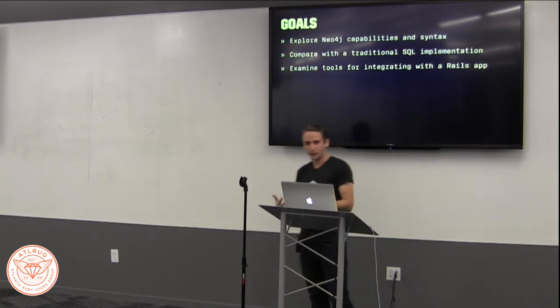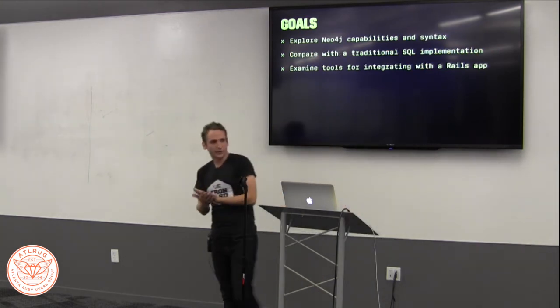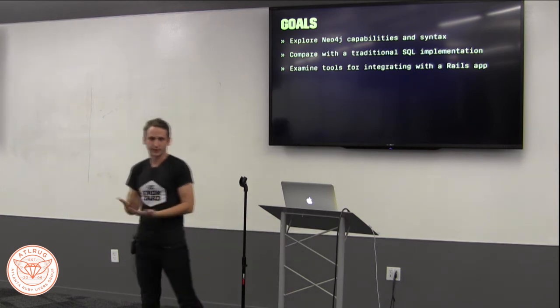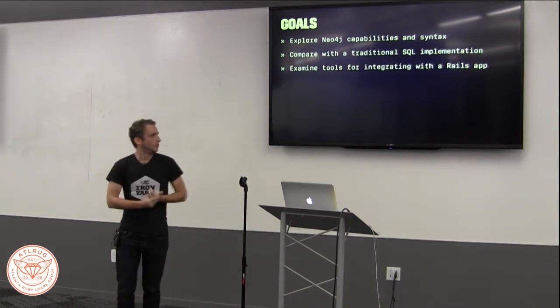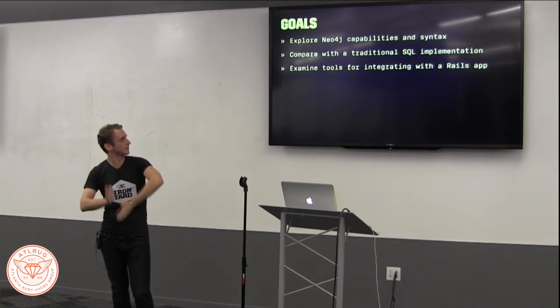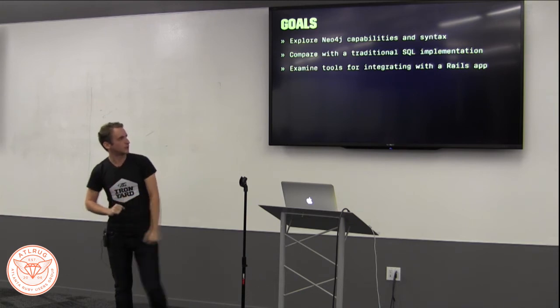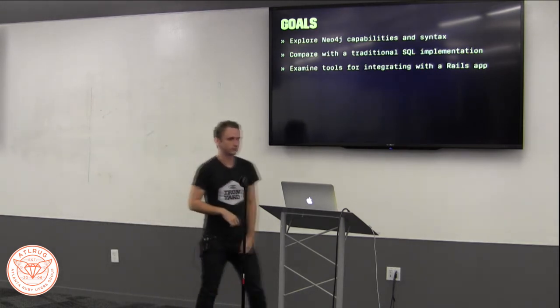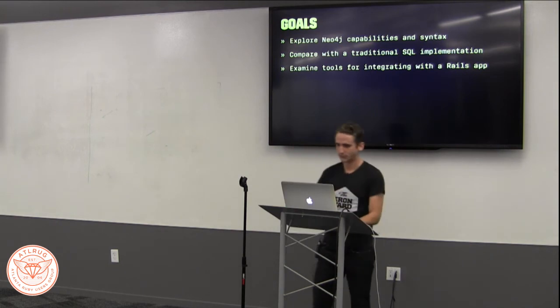So the goals here, we're going to look at some code. Just see what Neo4j is capable of and what a query looks like, the syntax. Look at a Rails application that does talk about a graph but tries to do it in just straight SQL, compare and contrast, and explore some of those Rails side tools for talking to Neo4j. So that's where we're going.